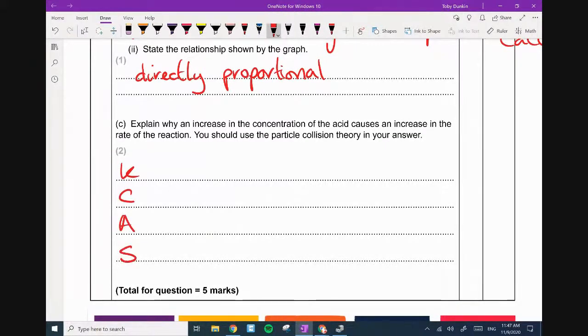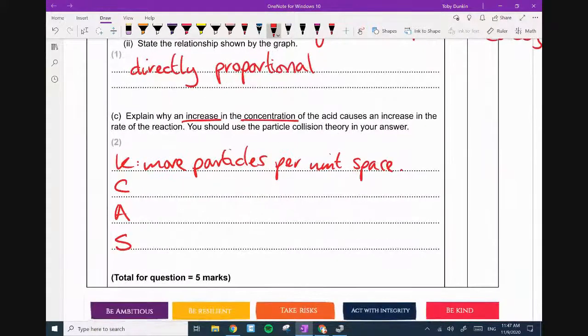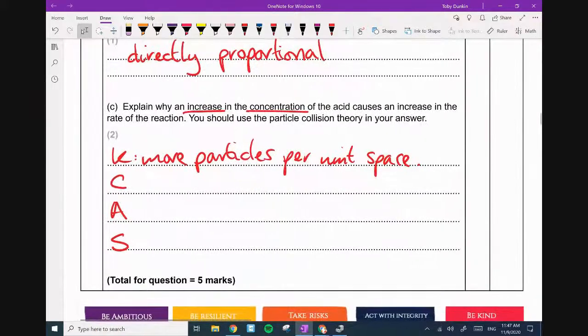But in this case, it was concentration, and they've increased it. So more particles per unit space. Now, can I just quickly mention an Edexcel trap? If they had doubled the concentration, then you would actually have to modify KICAS to say that the number of particles was twice as many per unit space. If they give you a scenario where they've done a specific increase or decrease, you've got to use that. But in this case, they've just said increases, so more particles per unit space.